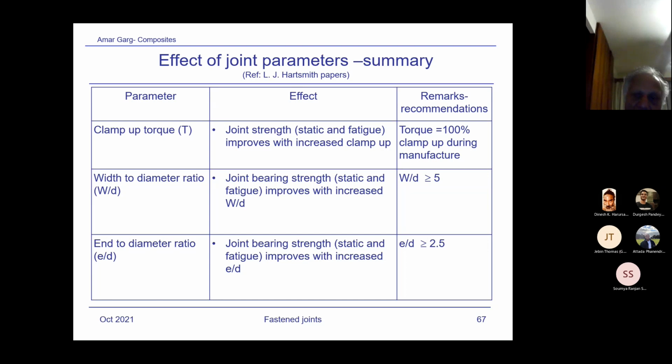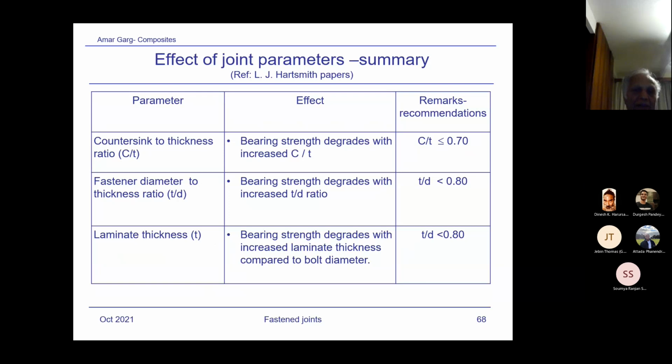Width to diameter ratio: in order to have the bearing failure and avoid the net tension failure, you normally should have W/D greater than 5. End to diameter ratio, E/D: joint bearing strength, static and fatigue, improves with increased E/D, so E/D should be greater than 2.5 usually.